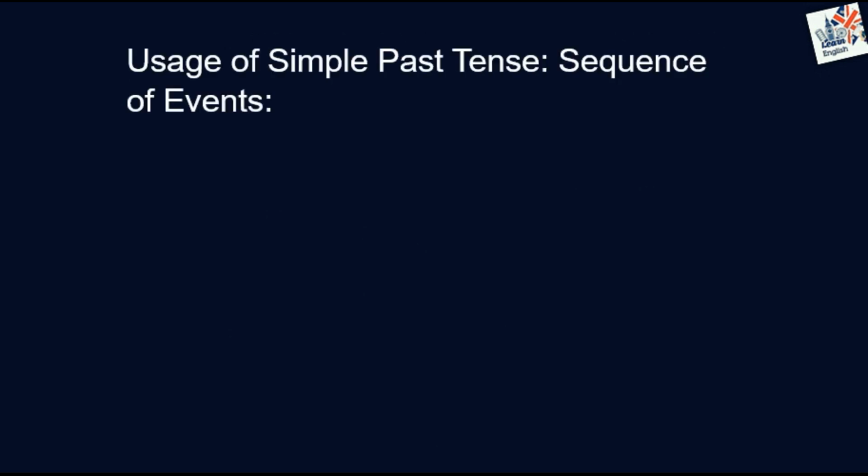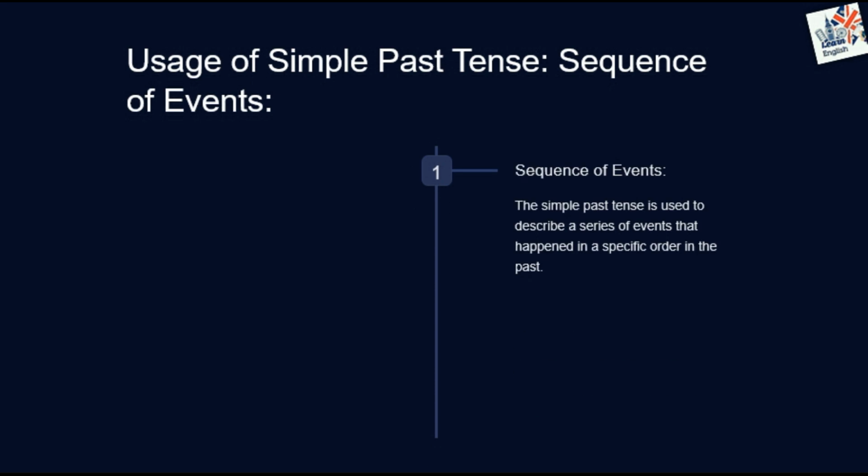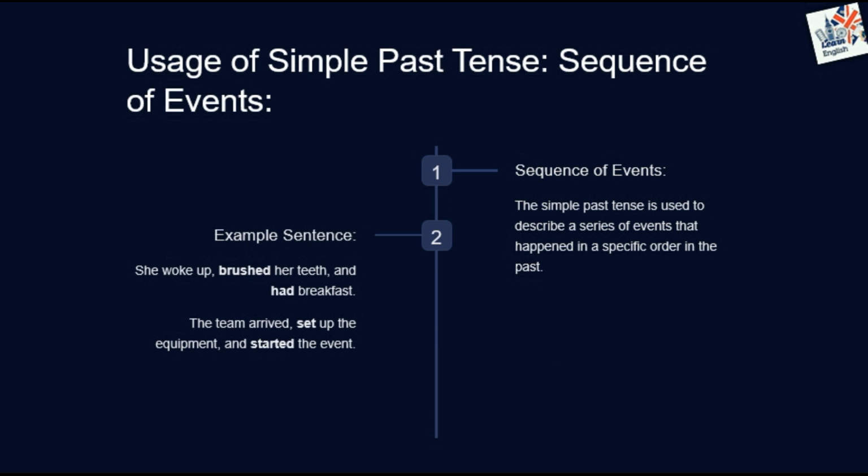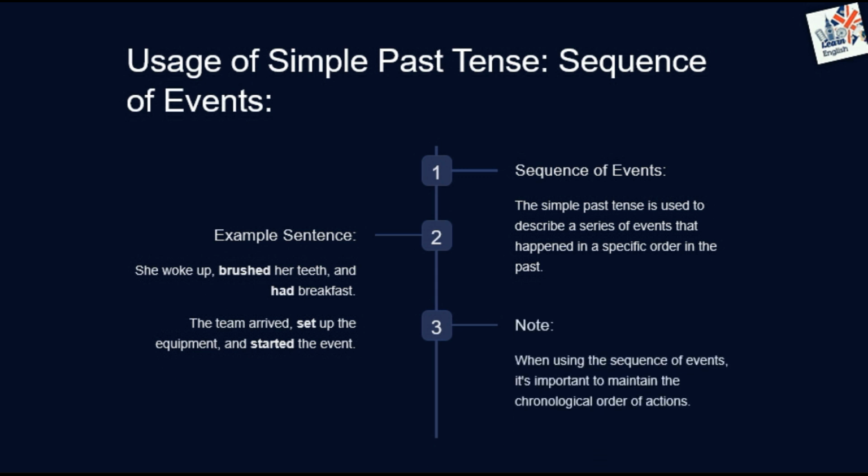Usage of simple past tense, sequence of events. The simple past tense is used to describe a series of events that happened in a specific order in the past. Example sentences: She woke up, brushed her teeth, and had breakfast. The team arrived, set up the equipment, and started the event. When using the sequence of events, it's important to maintain the chronological order of actions.